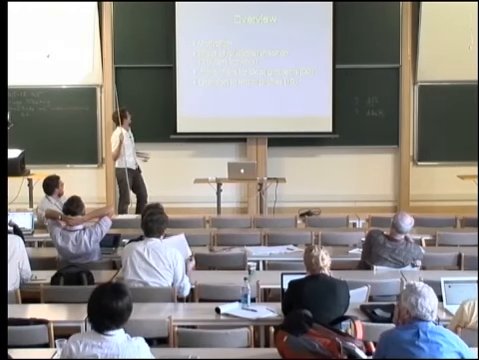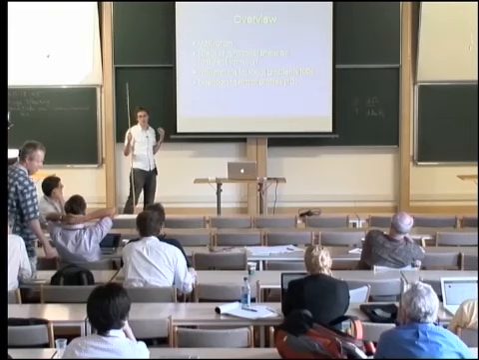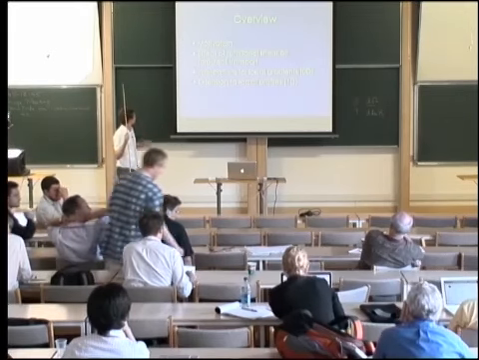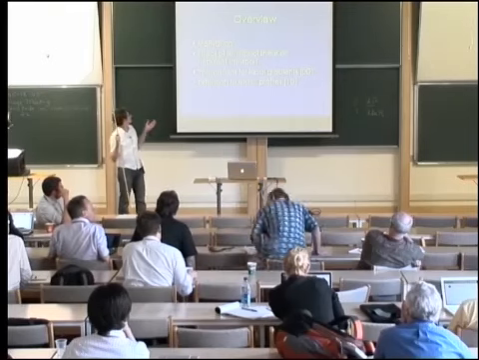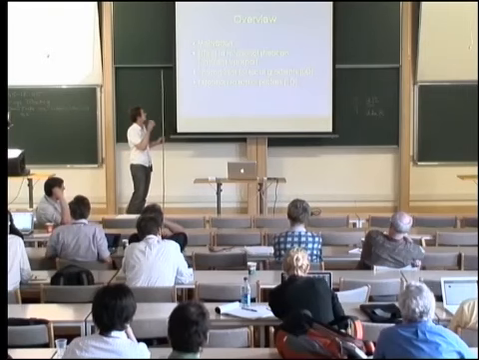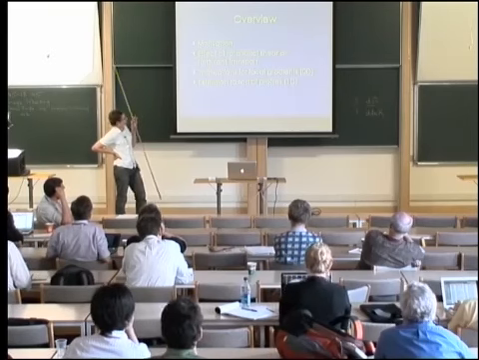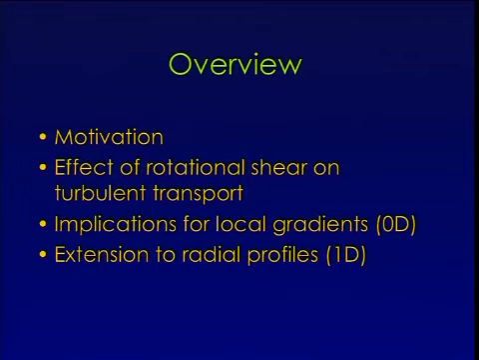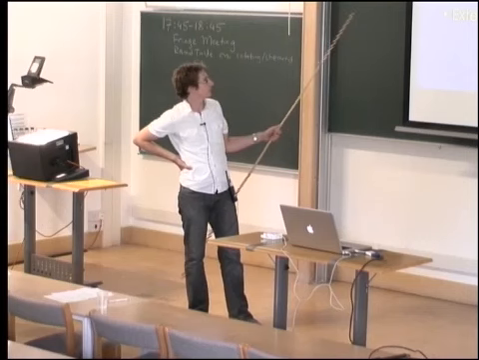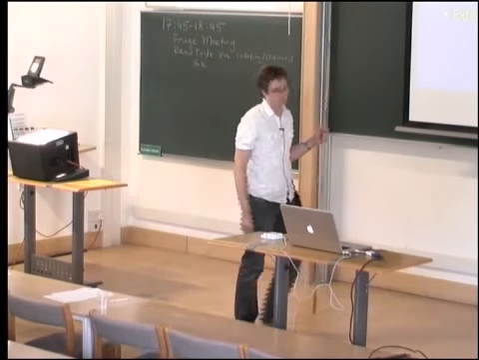So basically what we want to talk about today, first I'm going to start out by giving you some kind of motivation, tell you the problem we're trying to solve, in particular the question we're trying to answer. Then I'll talk about how rotational shear affects turbulent transport, so if we fix the mean profiles and see what effect the rotational shear has on those. Then Felix will talk about the implications that the properties of these turbulent transport has for the local gradients themselves, so a 0D sort of transport model. And then I'll go on to just tell you briefly how we intend to extend this to look at self-consistent 1D radial profile evolution.